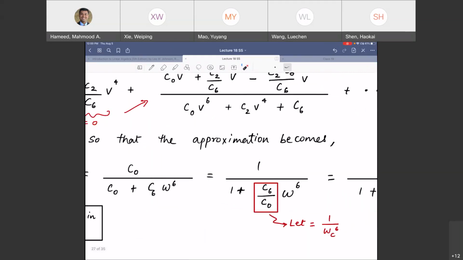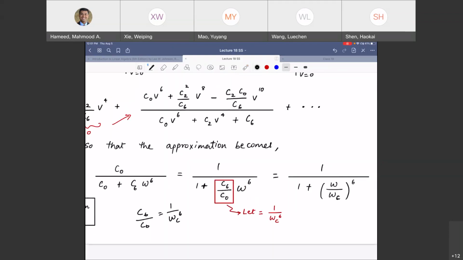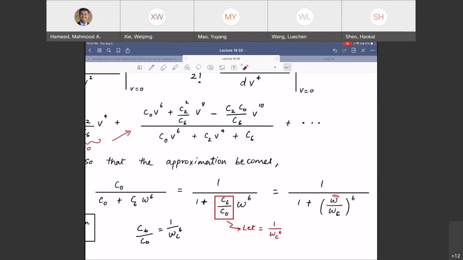I can divide everything out by C0. I get 1 divided by 1 plus C6 divided by C0 times ω to the 6. If I define C6 divided by C0 as 1 divided by ωc to the power 6, where ωc is your cutoff frequency, what I'm left with is 1 divided by 1 plus ω divided by ωc, everything raised to 6. So that is a function of ω, where ωc defines your cutoff frequency.